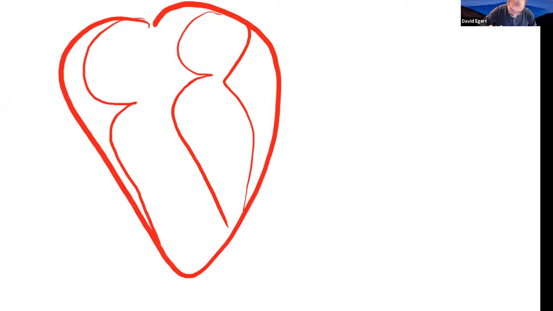All right, so we've been talking about the heart. Atria and the ventricles, the left side, the right side. We need to talk a little bit more about the anatomy of the heart. The meat of the heart, the part that is made out of the cardiac muscle.